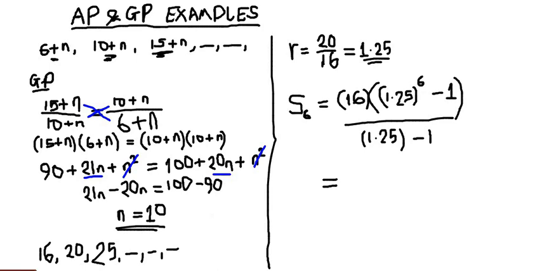All right, so simplifying this, we have 16 times 1.25 to the power 6. This gives us about 3.8. So we have 3.8 minus 1, which is 2.8. Then over 1.25 minus 1, which gives us 0.25.